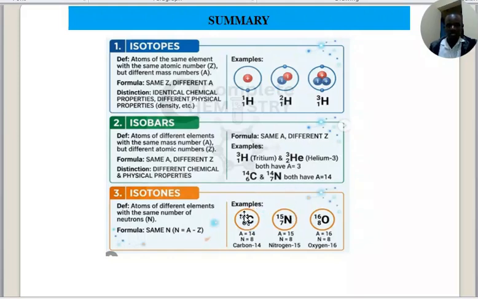Isotones, on the other hand, you can see here we have 14 minus 6, which is 8, 15 minus 7, which is also 8, 16 minus 8, which is 8. So it means that they have the same number of neutrons, that is carbon, nitrogen, and oxygen.